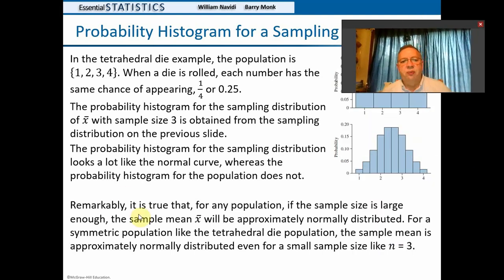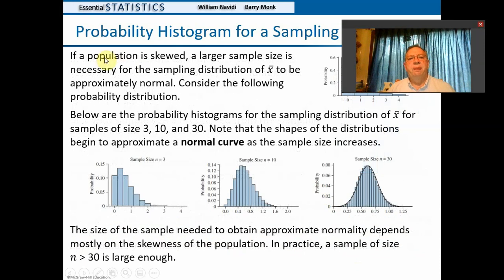So here's the statement. It says, remarkably, it is true that for any population, if the sample size is large enough, the sample mean X bar will be approximately normally distributed. In other words, the distribution of the sample means will be approximately normally distributed. For a symmetric population like the tetrahedral die population, the sample mean is approximately normally distributed even for a small sample size like n equal to 3. If the population is skewed, you'll need a larger sample size to see the sampling distribution turning normal.